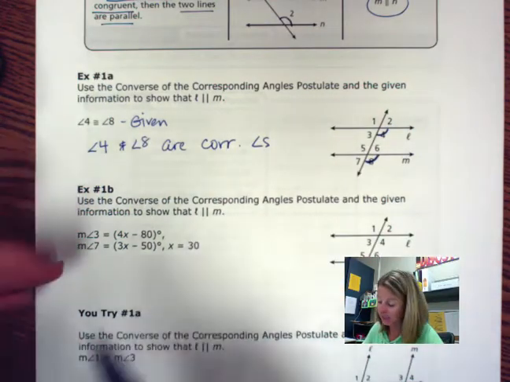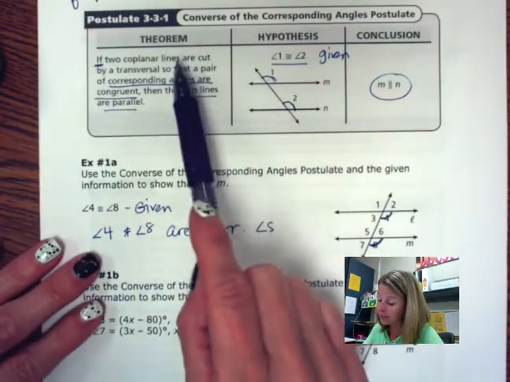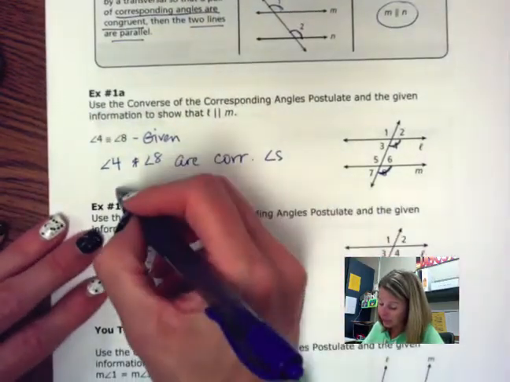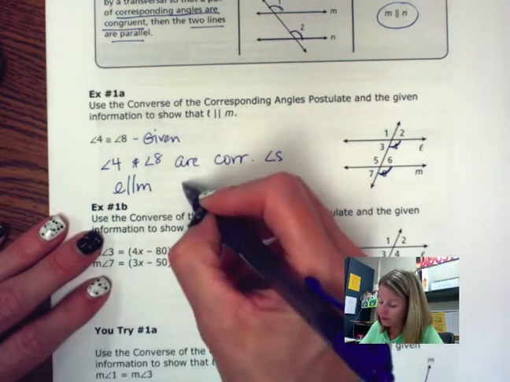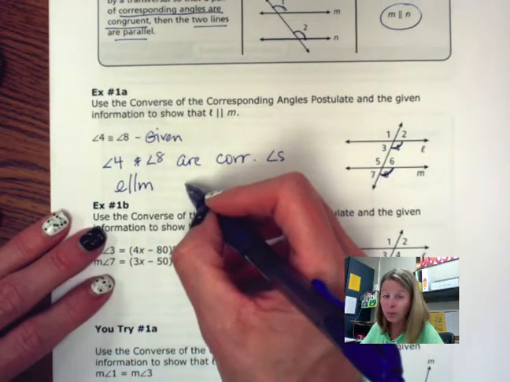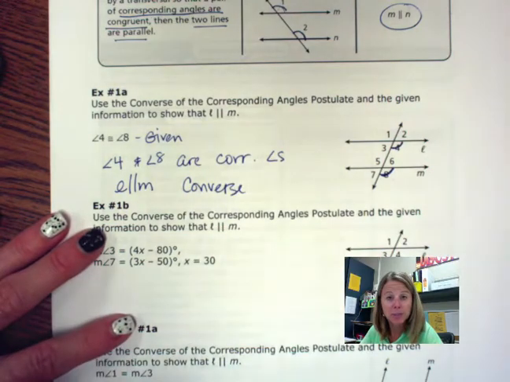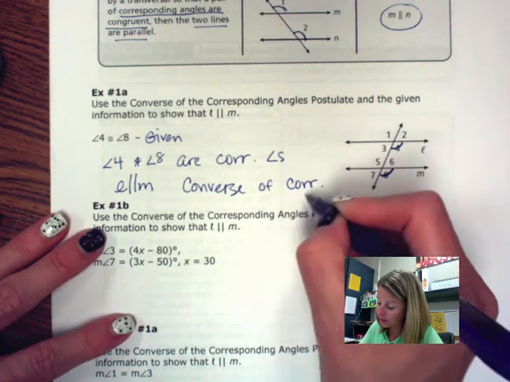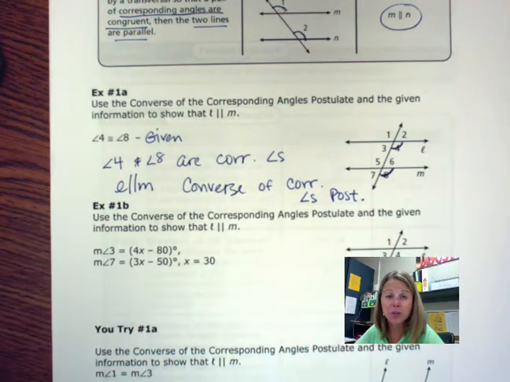Once I recognize it, then I can say, well, this converse, let's scoot down, this converse says if corresponding angles are congruent, then the lines are parallel. So I would say that L is parallel to M, and all I did was demonstrate the converse of the corresponding angles postulate. I'm going to abbreviate it like this. The converse, and I'm not going to abbreviate that word yet because I want you to get used to that word. The converse of the corresponding angles postulate. And that's all we're doing here. I'm just trying to show you what that would look like.